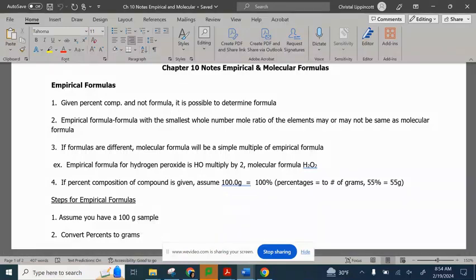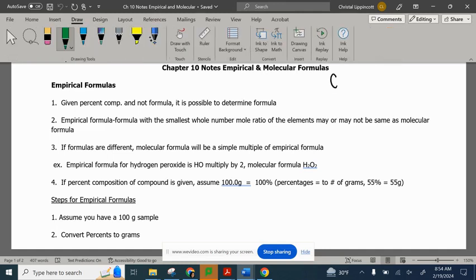We are going to be working with something called an empirical formula. An empirical formula is a formula where you have the smallest whole number ratio. Now, you've been doing that all along in terms of creating ionic compounds. But when it comes to molecular compounds, we've always done molecular formulas. So now we're going to be looking at something called an empirical formula.